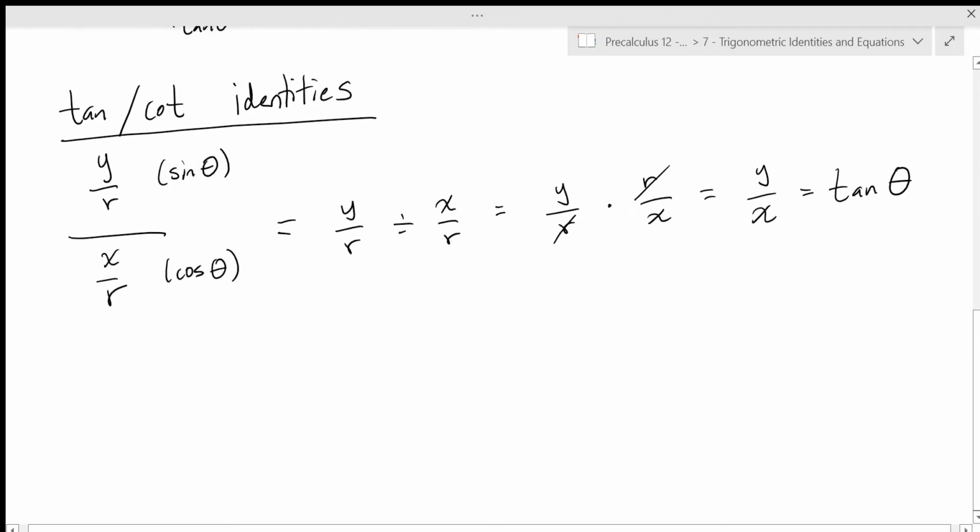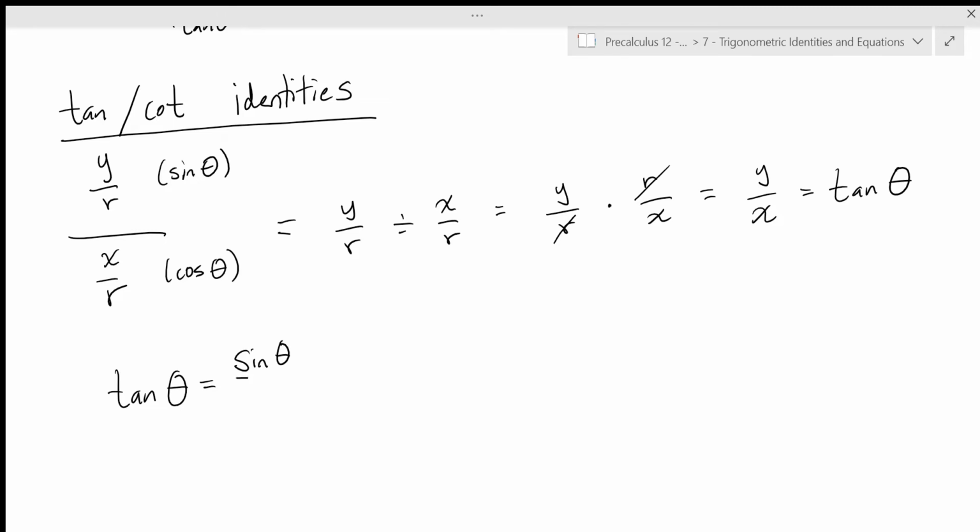And you notice if we did x over r divided by y over r, we'd get the same thing in reverse. So instead of using our y, x, and r, we can write tan theta just as sine theta divided by cosine theta. And cotan theta, reciprocally, is cosine theta divided by sine theta.